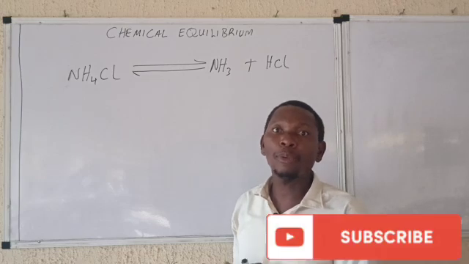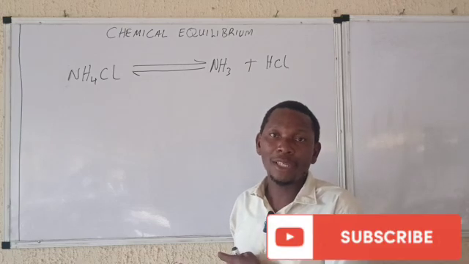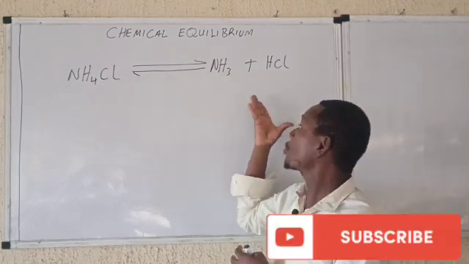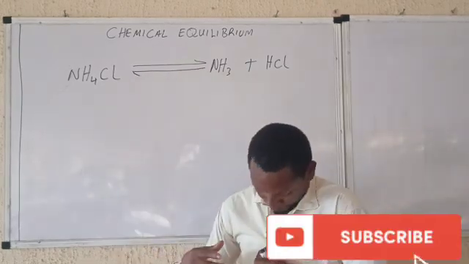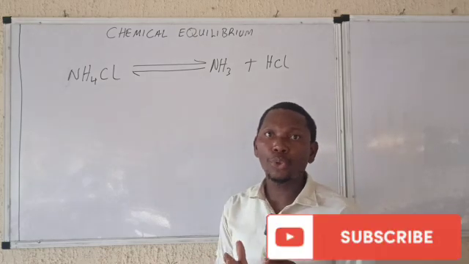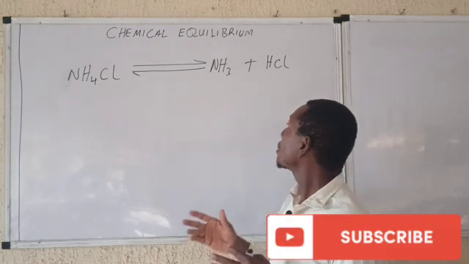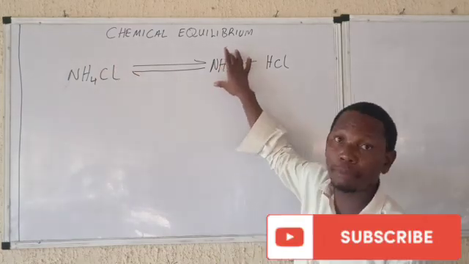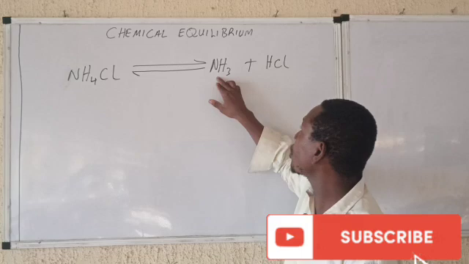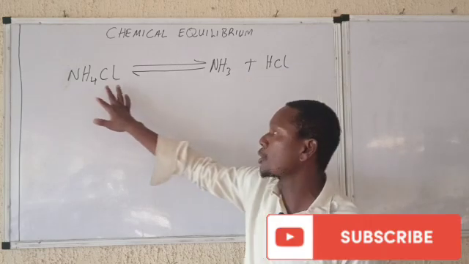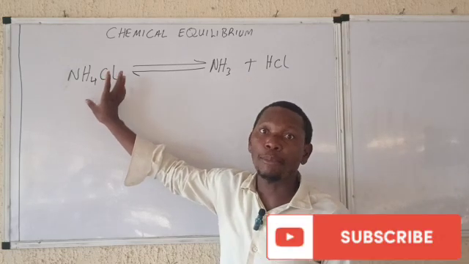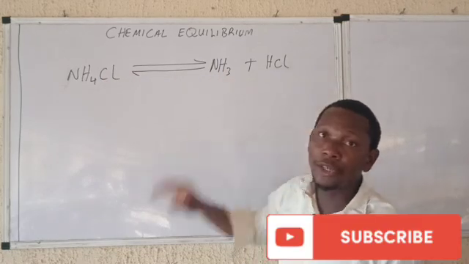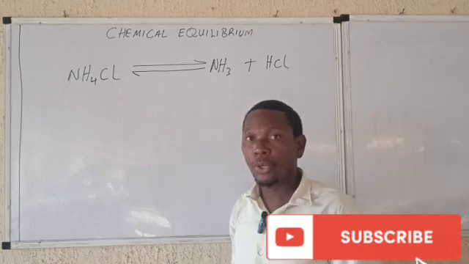Also note that equilibrium is dynamic. I've explained that before. It's dynamic in such a way that the rate of the forward reaction is equal to the rate of the backward reaction. All right, so please take note of that. Note that this is ammonium chloride and this is ammonia. Please take note of that. Ammonia is combining with hydrogen chloride to form ammonium chloride, while ammonium chloride can decompose in the forward reaction to form ammonia and HCl, which is hydrogen chloride.